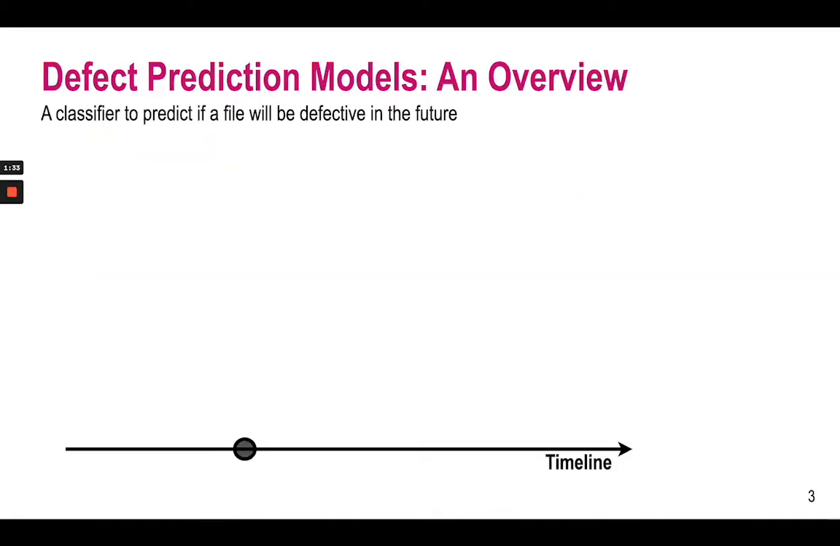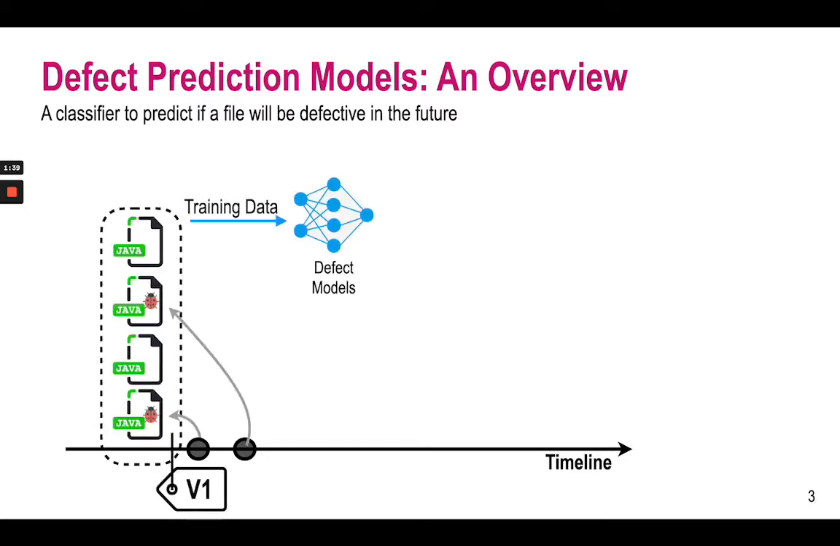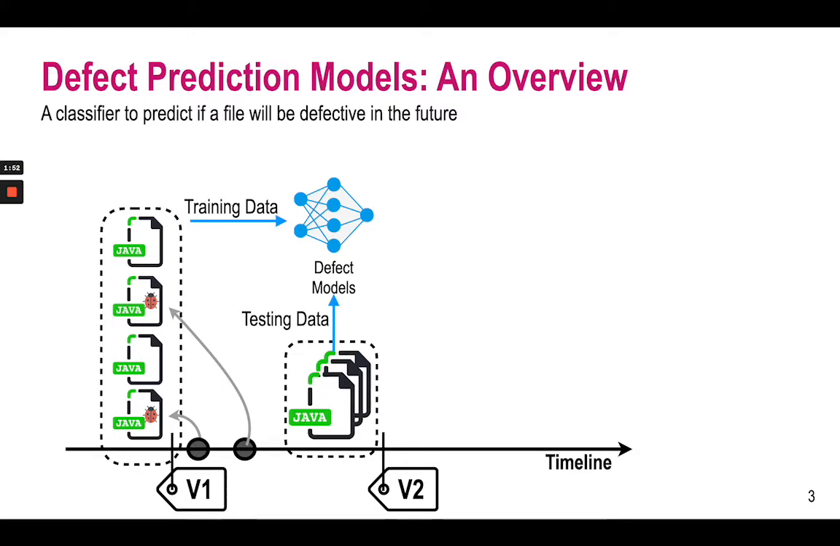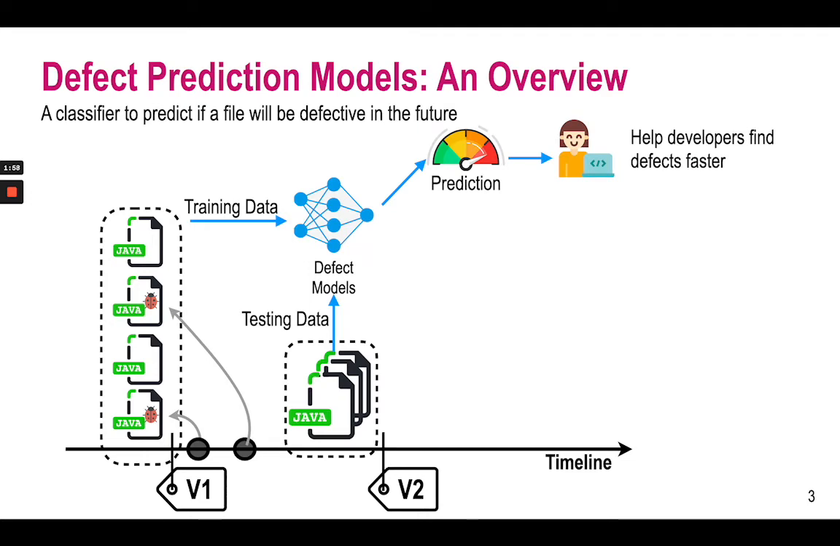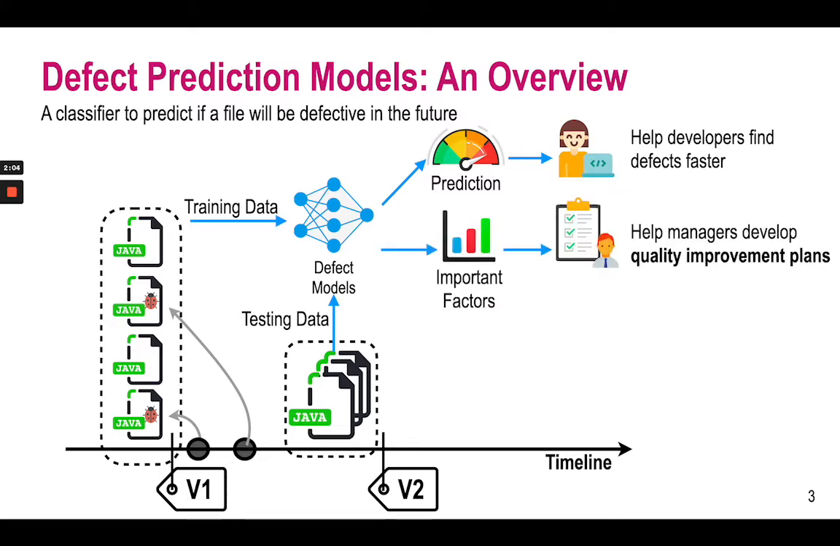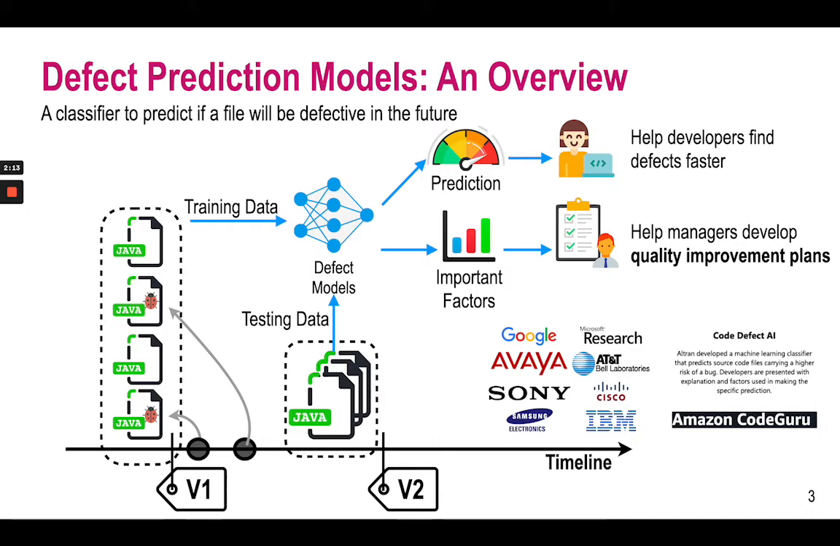To address this challenge, defect prediction models have been proposed to predict if a file will be defective in the future or not. Traditionally, we use historical data from previous releases as training data to build a defect model, and then we apply the defect model to each file in the current release, or testing data, to generate the predictions. Such predictions help developers prioritize the limited resources on the most risky files, and the most important factors from the model also help managers develop better quality improvement plans. And such defect prediction models have been used in many software companies like Google and Microsoft.